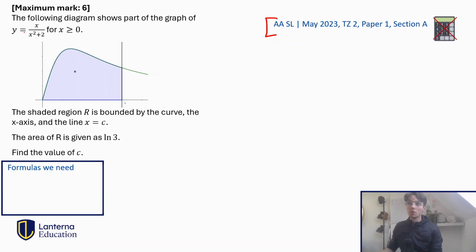In this question, we have a beautiful graph that is called y equals x over x squared plus 2. Only for positive x's. People always like to ignore this, but keep this in mind, this is very important. Always read it if it says so. And we have a shaded region, and we know the area of this shaded region, so I'll just write that in here. The area of R, this shaded region, is ln3.